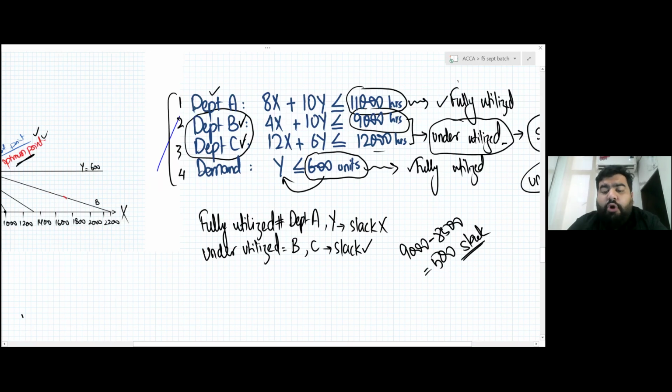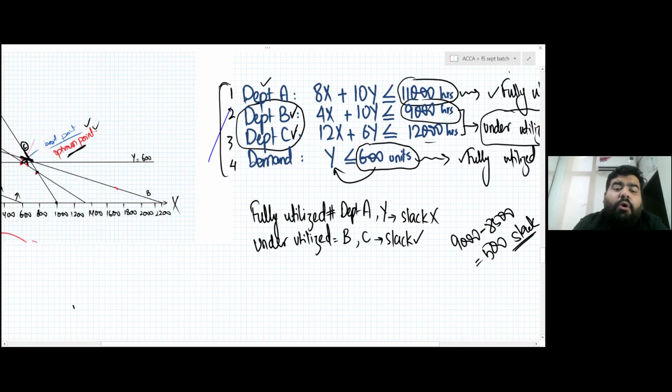Now there is one more point here. These all are constraints, but we have come to know that two constraints were fully utilized and two were not fully utilized, that is, underutilized. The fully utilized resources will be known as critical constraints.